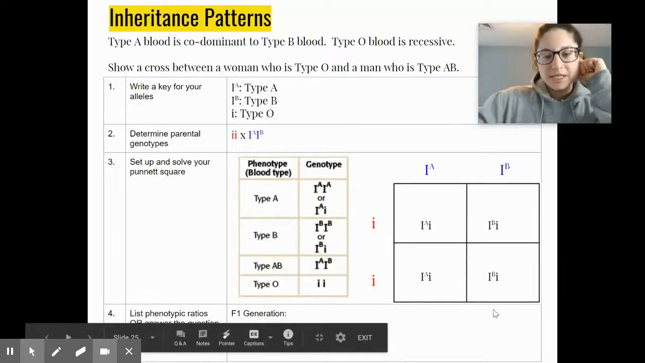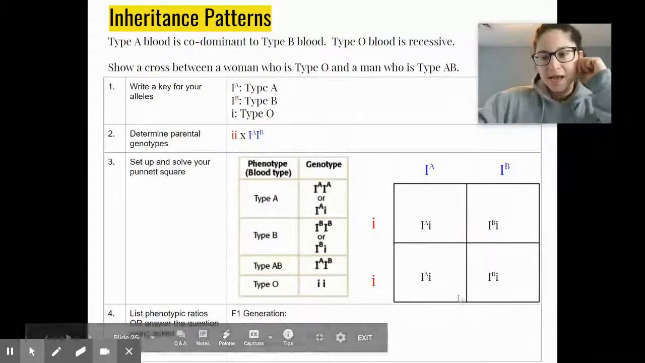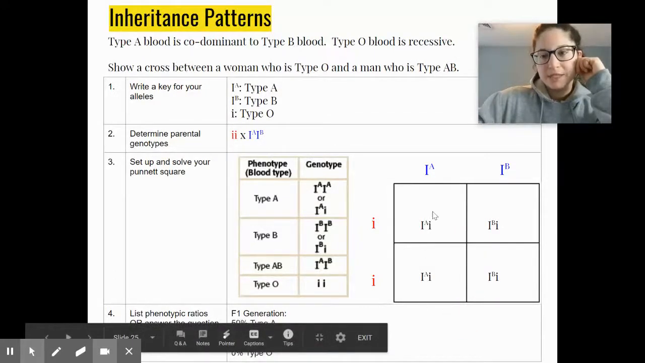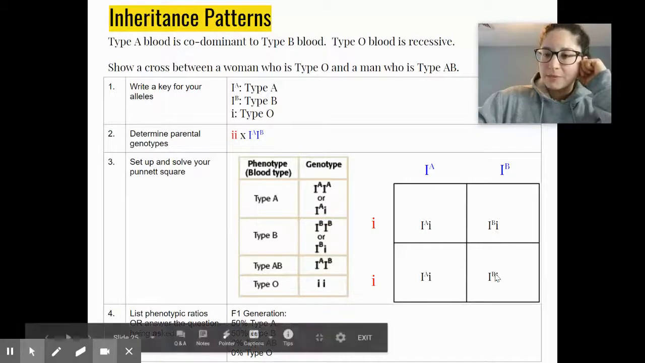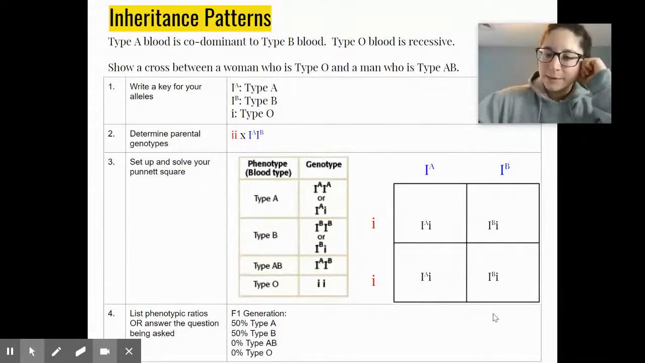So now when we are predicting the F1 generation phenotypes, we're looking at these 4 boxes right here. So 2 of these boxes are IAi, which tells us that 50%, 2 out of 4 boxes are type A blood. They are heterozygous for type A blood. And then 50%, 2 out of 4 boxes are going to be type B blood. They're heterozygous right here, so IBi. You're going to have 0% type AB and 0% type O.